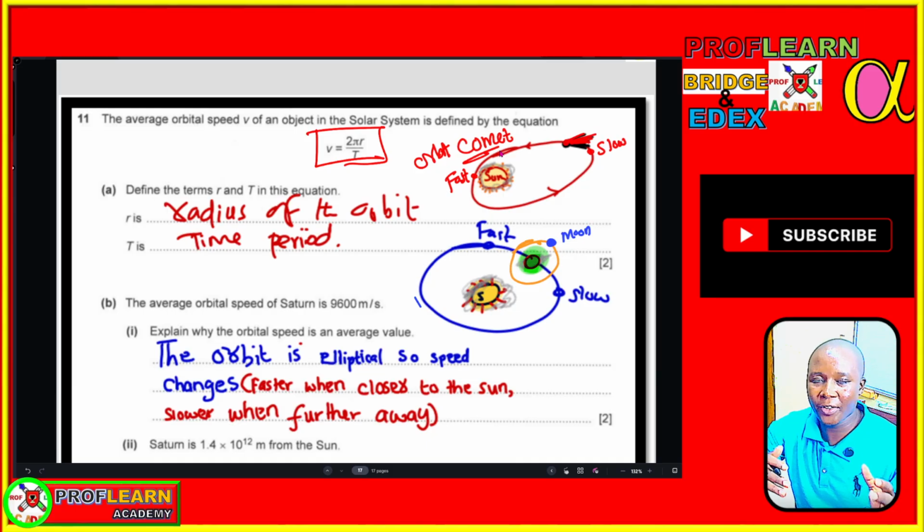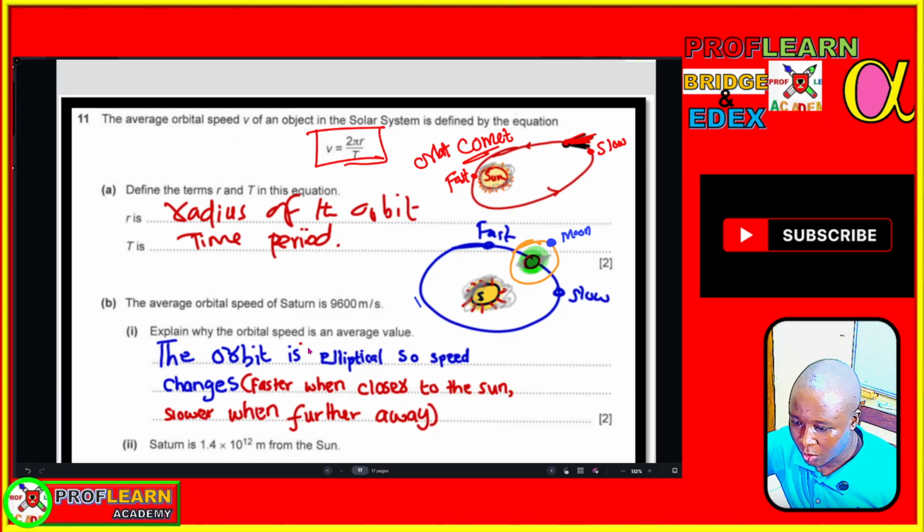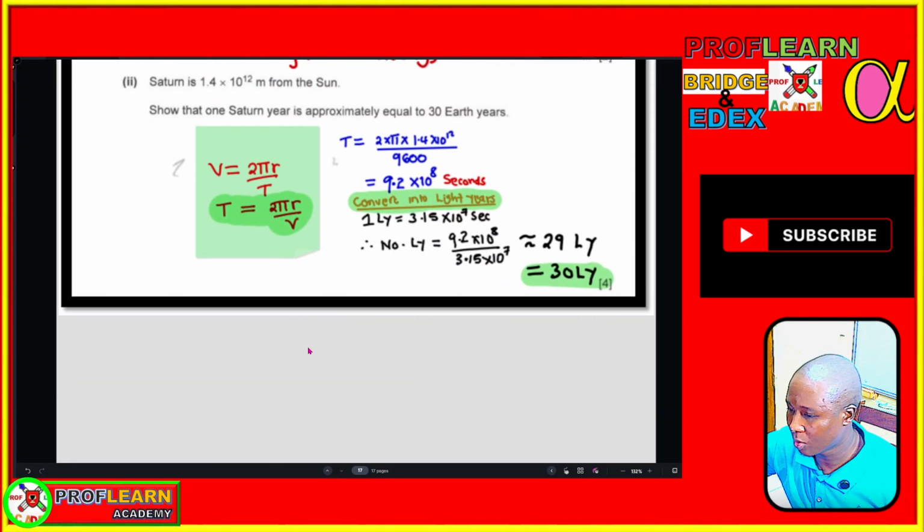Speed will keep varying depending on the position where it is. So that is why you realize that as this speed keeps on varying, it means the speed that we are going to have is actually an average speed. An average speed we shall be talking about. So that is what the student was supposed to mention there.